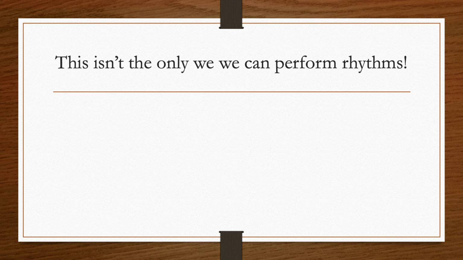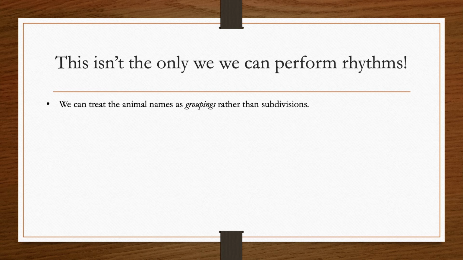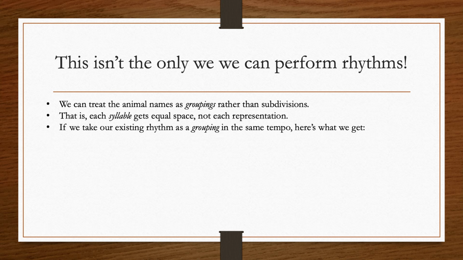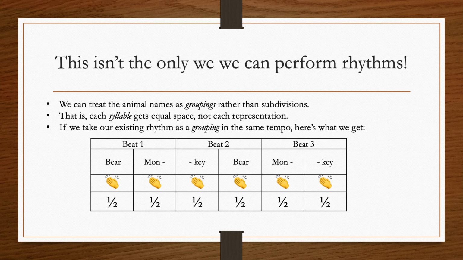However, this isn't the only way we can perform rhythms. It's just what we've been doing up to this point. We can treat the animal names as groupings rather than subdivisions. What this means is that each syllable gets equal space, not each representation. So let's take our existing rhythm and treat it like a grouping in the same tempo. So here's what we get. We can immediately see that bear, which is one syllable, gets the same amount of time not as monkey, but of mun, which is the first syllable of monkey, or key, which is the second syllable.